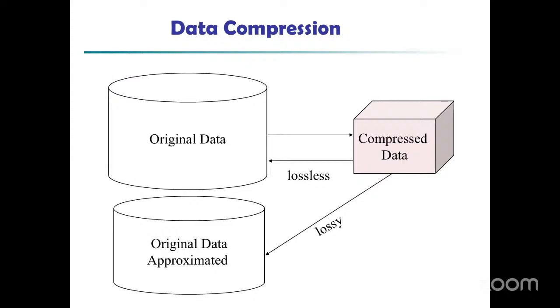In the diagram of data compression, the original data becomes compressed data. If it is lossy, some amount of data is lost and the result is approximated nearer to the original data. When we talk about lossless, we get back the original data.